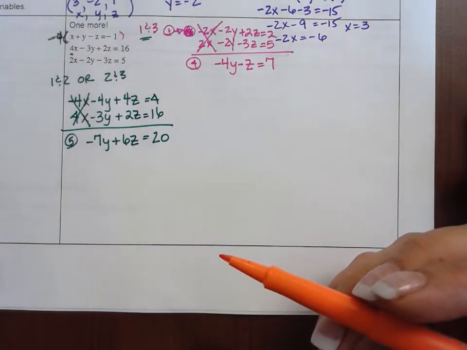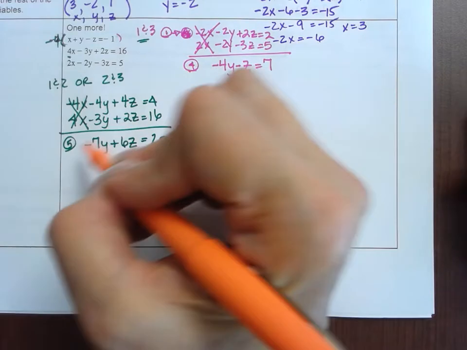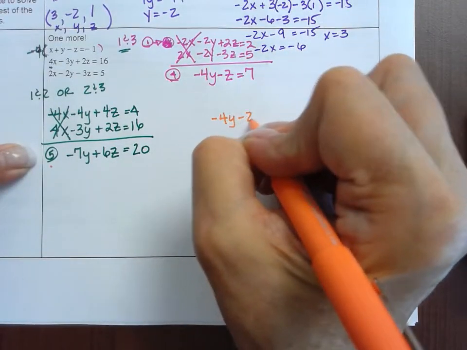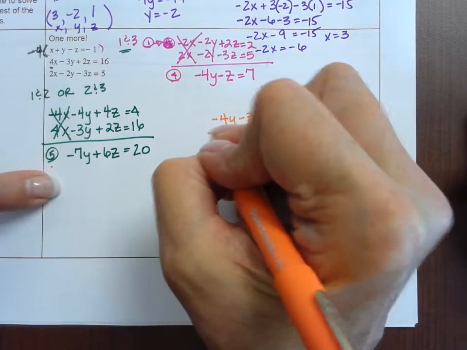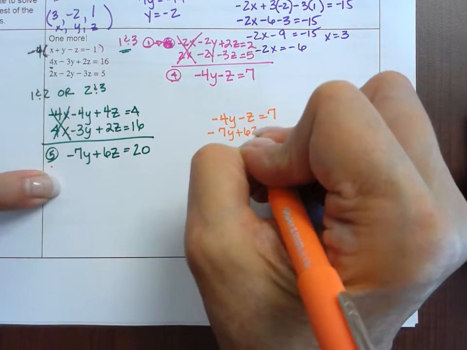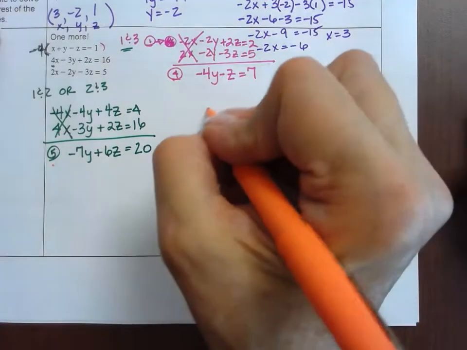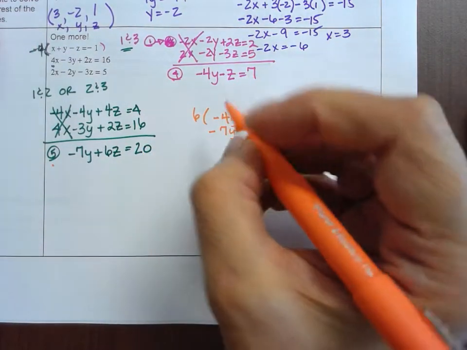Good? All right, step 3. We're going to use 4 and 5. So negative 4y minus z equals 7, and negative 7y plus 6z equals 20. Which variable do you want to get rid of? Y or z? Y, because you only have to multiply the top one by a 6.